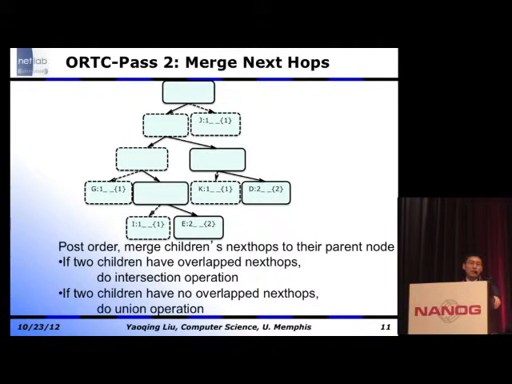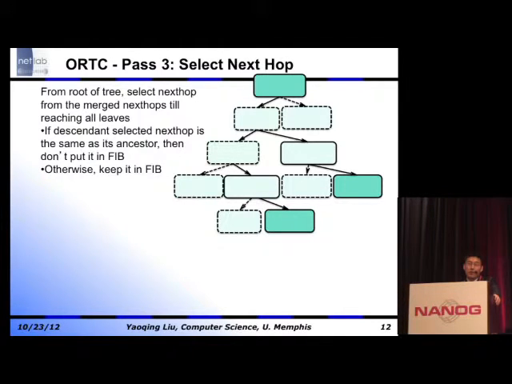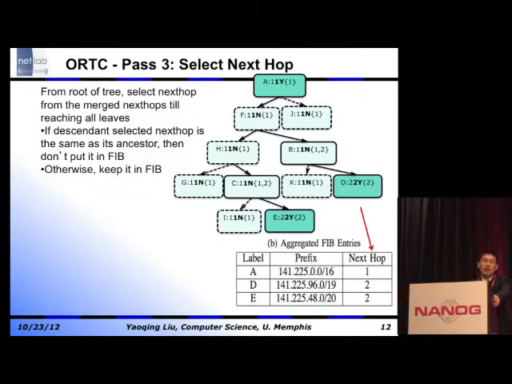And the second pass is a bottom-up post-order process to merge next hops. That means in each node we have to maintain a set of next hops. So as you can see, the results. And the third pass for ORTC is to select the next hop from the root of the tree. It is a top-down process. So finally, after the three passes, we only pick the effective nodes shown in the green nodes, so they will be loaded onto the aggregated FIB. And actually, it has the same forwarding behavior as the original one.